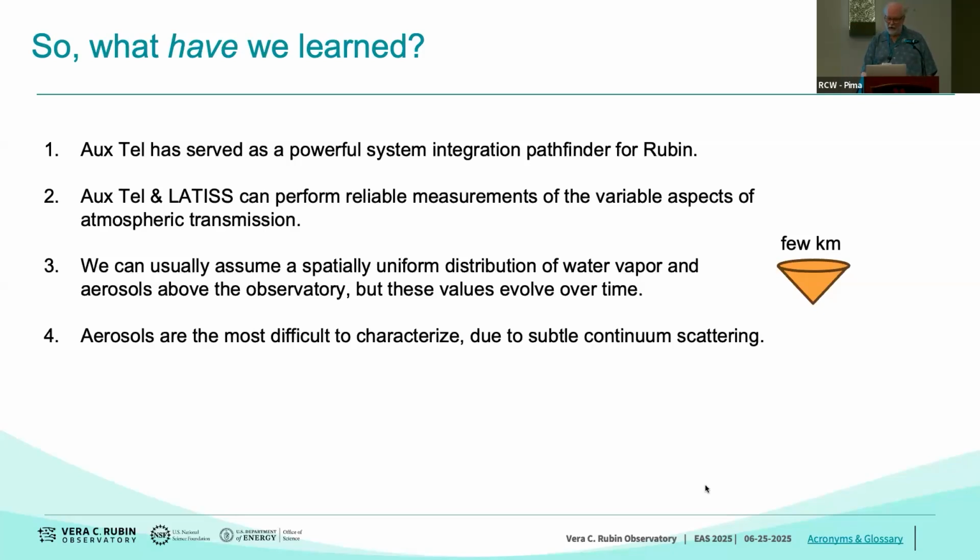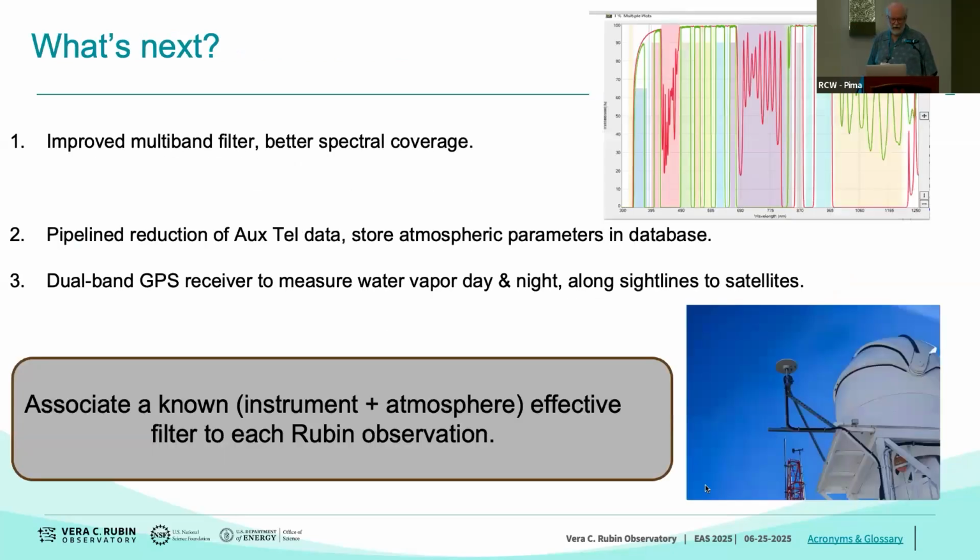But I think we're on a good track towards figuring that out. So where are we headed? This multi-band filter trick works really quite well, and I'm hoping that the project will see fit to replace the current filter with a new one that's shown in the top right that'll actually extend the coverage further to the red and let us get a better baseline for the aerosols. And by the way, maybe even the water vapor as well.